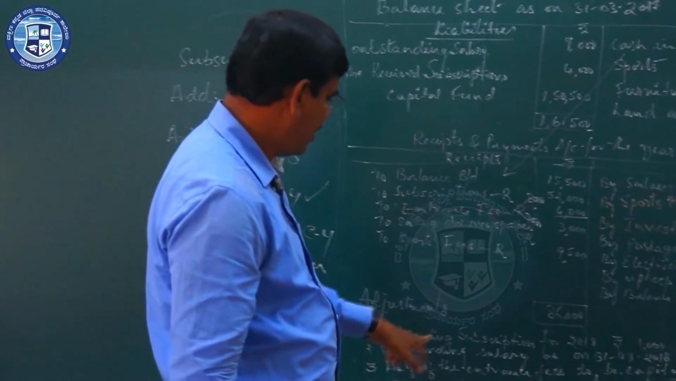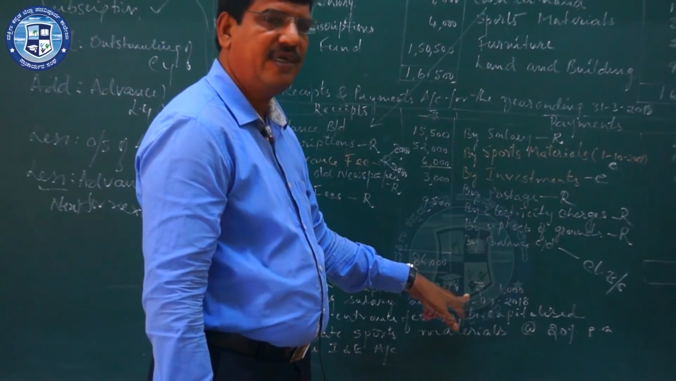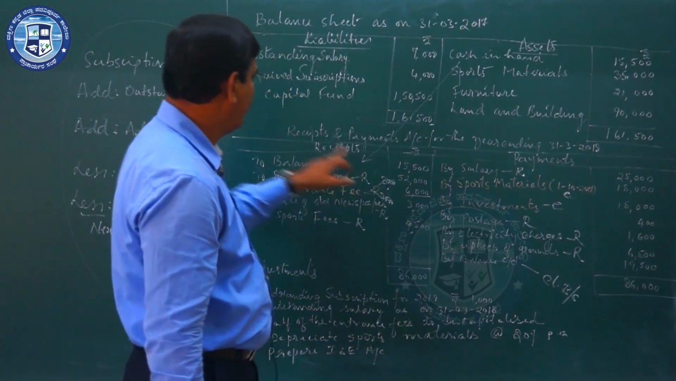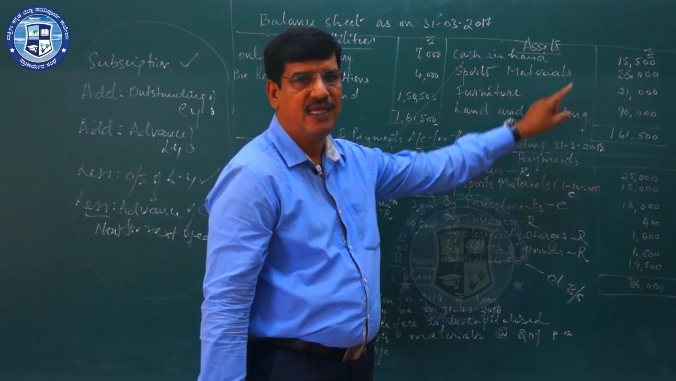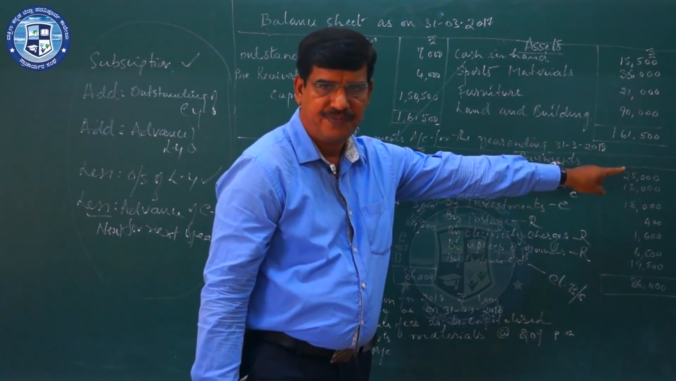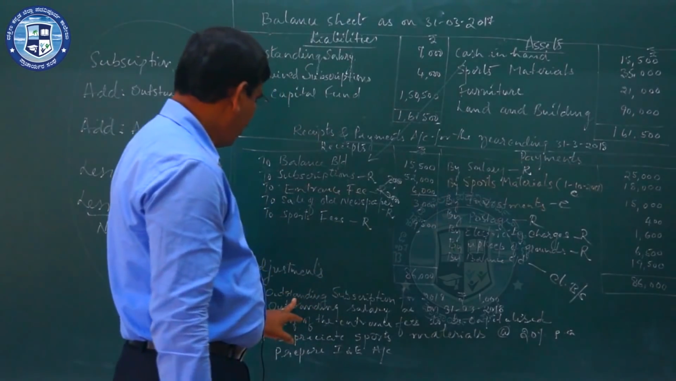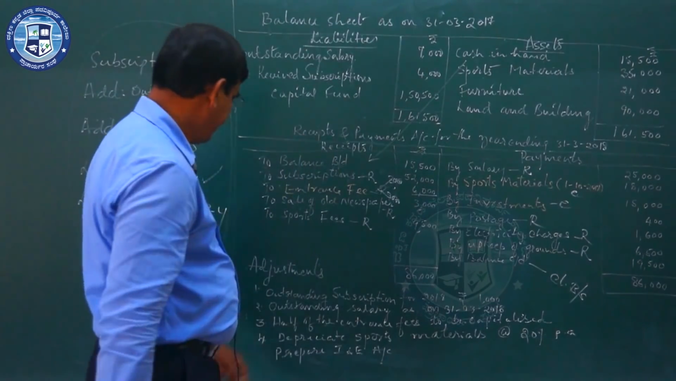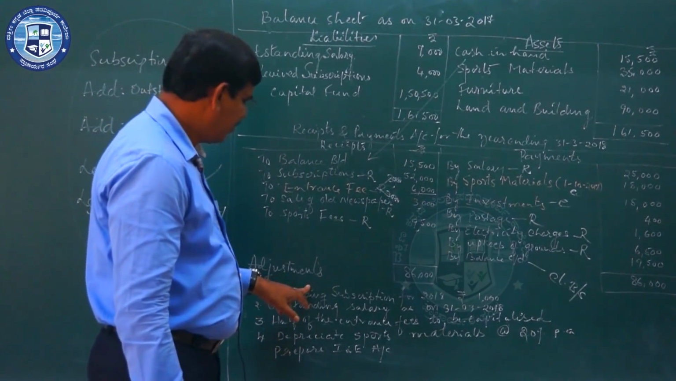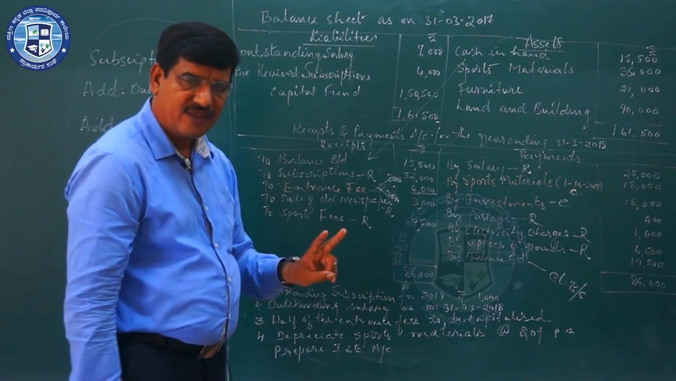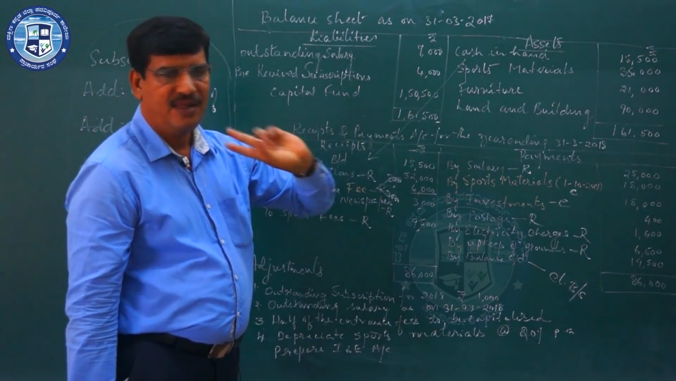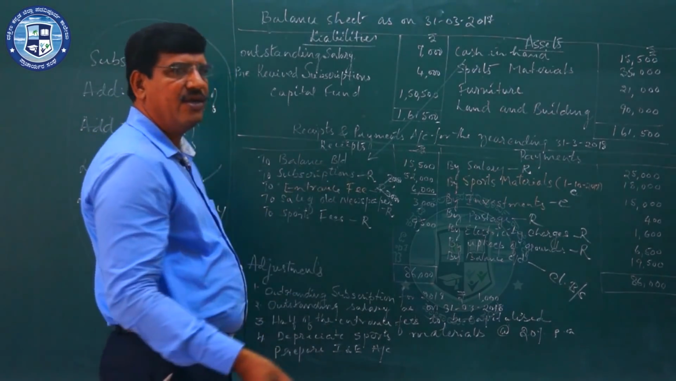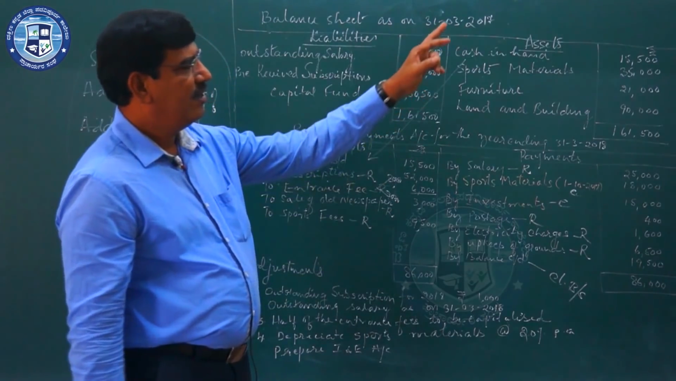See here, outstanding subscription for 2018 is rupees 1000. So it is the outstanding of the current year, because we are preparing the receipts and payments account for the year ending 31st March 2018. So the outstanding subscription has to be added to the subscription. Then, as I told you, an adjustment should be treated twice, once in the income and expenditure account and once in the balance sheet. So once you add it to the subscription, you have to write it again in the balance sheet.